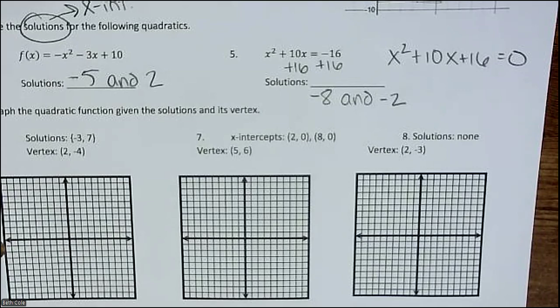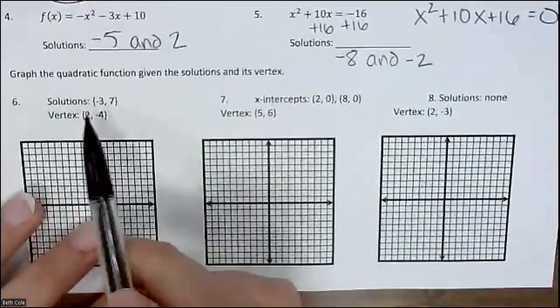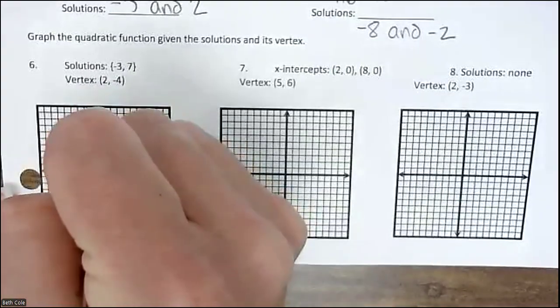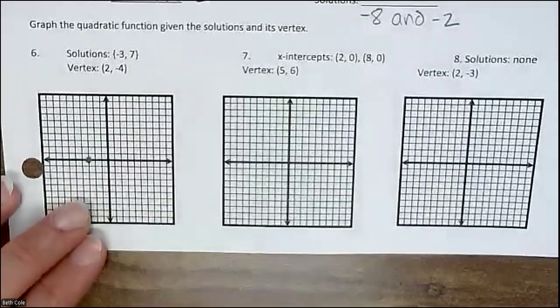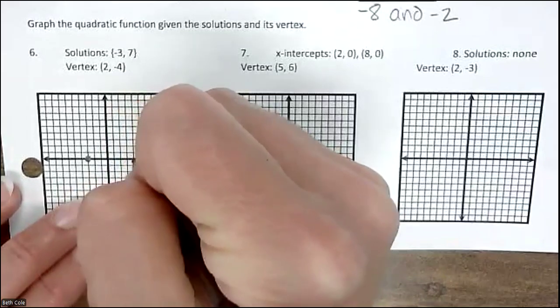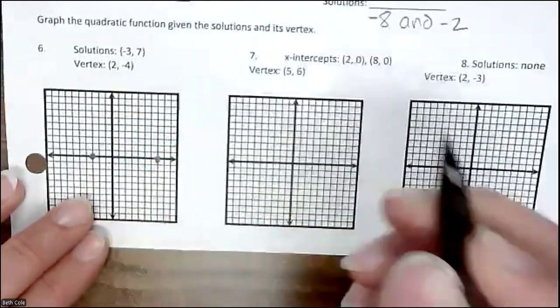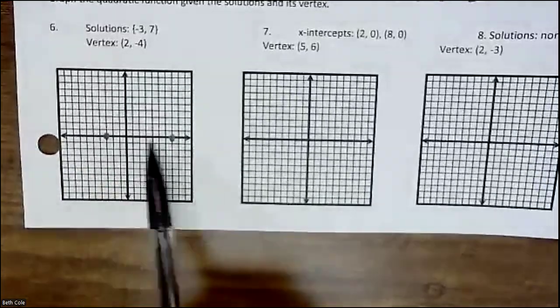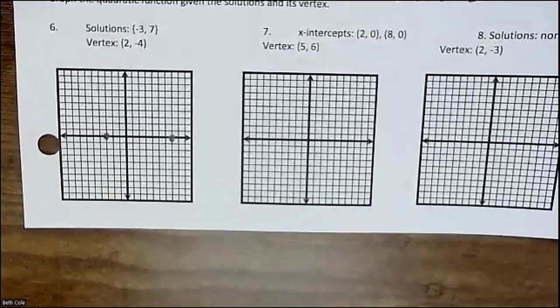All right, so for this one, solutions means your x-intercept. So you're going to put a point at -3, 0, which is right there, and then 7, 0. So -3 and 7. Do you see how I did that? I just took my solutions. That means your x-intercepts, those go right there.